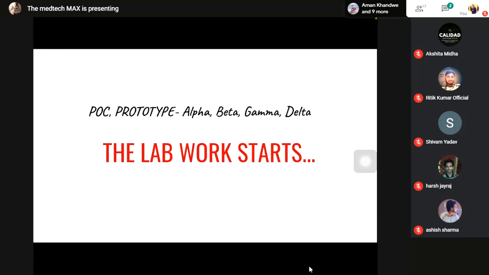So for this you need to do some lab work, anything. Here for a QR code, okay, it is enough that you log in into your Paytm or some other account, then after some days they will process it and they will give you the QR code. But in case of a medical device, you need to do a proof of concept. So what is the proof of concept?